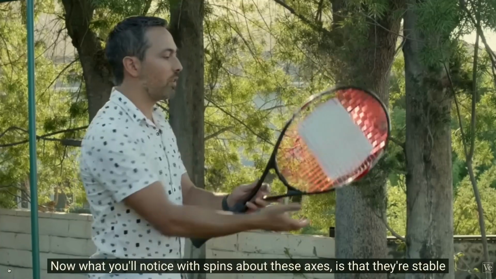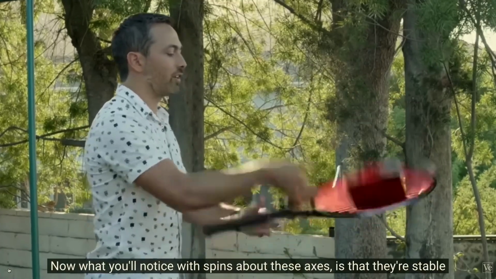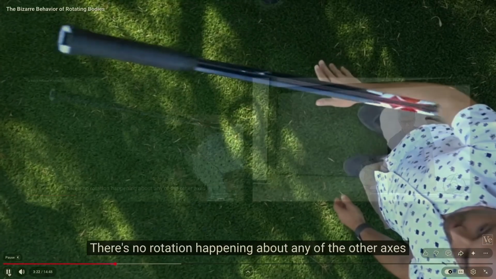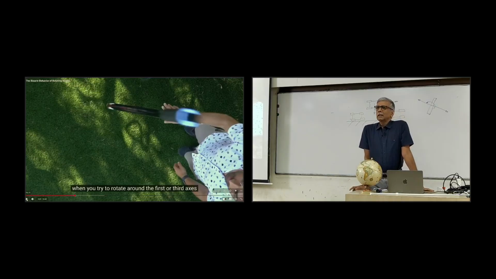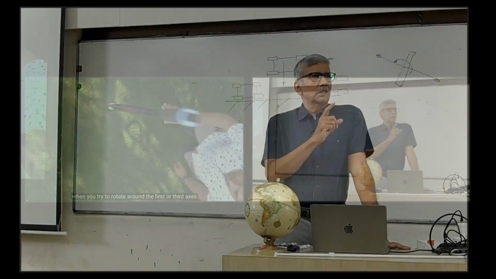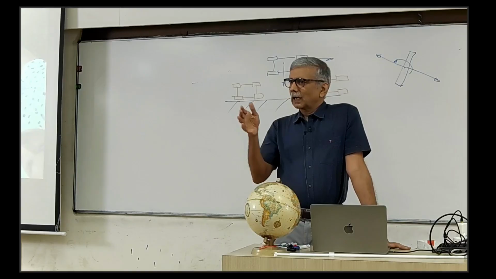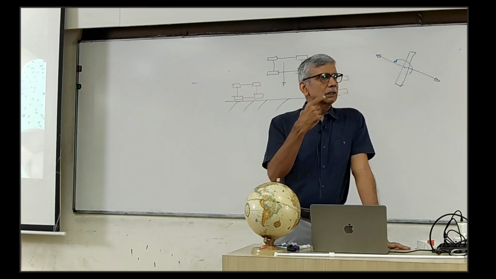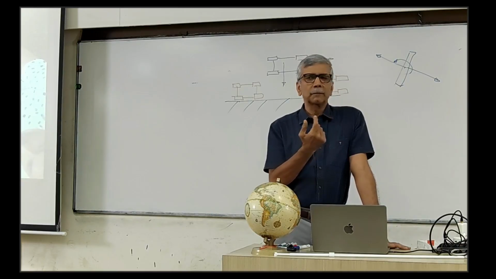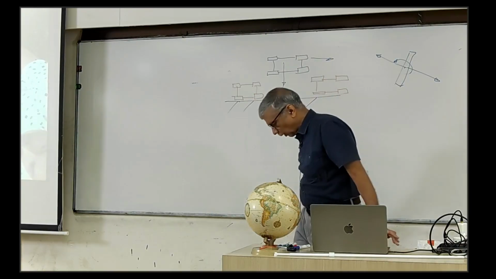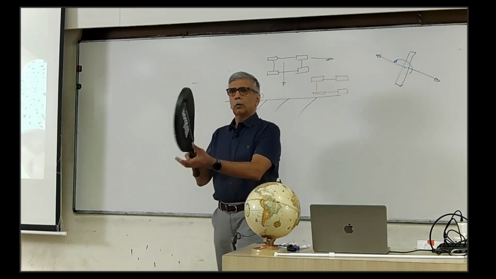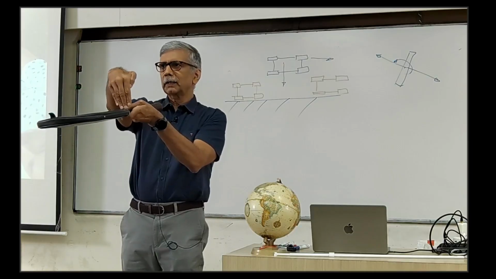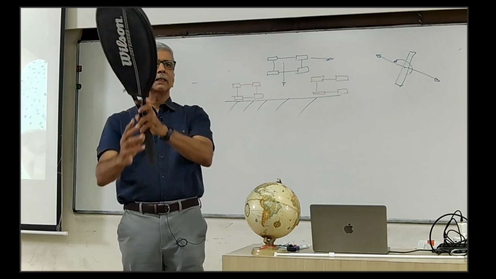Now what you'll notice with spins about these axes is that they're stable. There's no rotation happening about any of the other axes. So that's the other thing that he mentions. Spin about the largest and the smallest moment of inertia axis are stable spin axes. So your tennis racket would not go into some type of a weird motion. But the minute you spin it about the intermediate axis, then something strange happens.